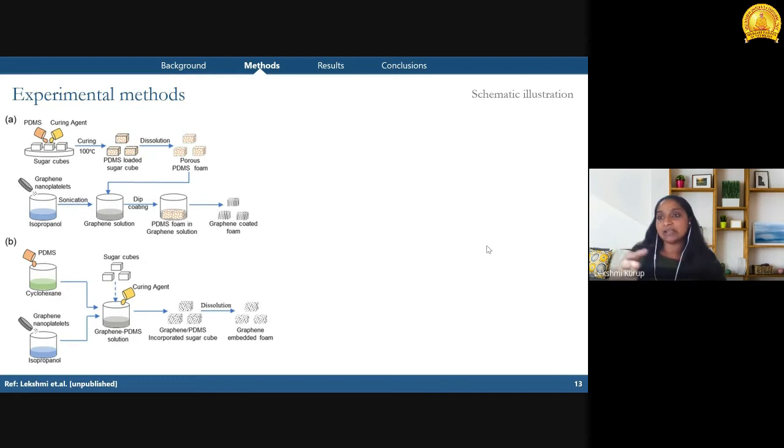So what happens is that on dissolution of the sugar cube, the sugar particles are dissolved in water, leaving behind pores within the material of the porous PDMS form. Then we dipped that porous PDMS form into a graphene solution, in which graphene nanoplatelets are dispersed, to coat it with graphene. After heating it on a hot plate, we get the graphene coated foam.